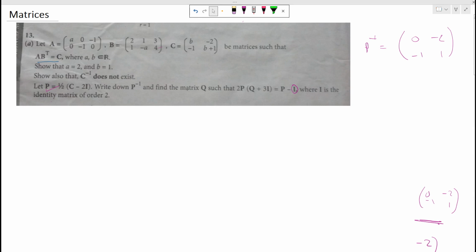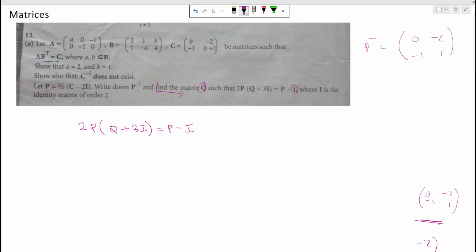Okay, now find the matrix Q. We have done up to this point, and now we will go for this. Find the matrix Q such that 2PQ + 3I = P - I, where I is the identity matrix.